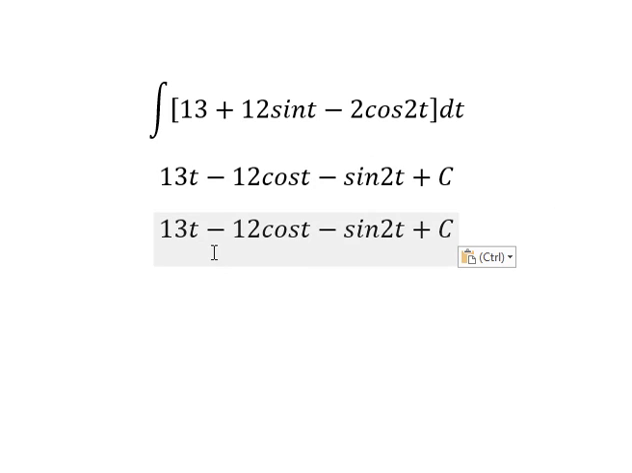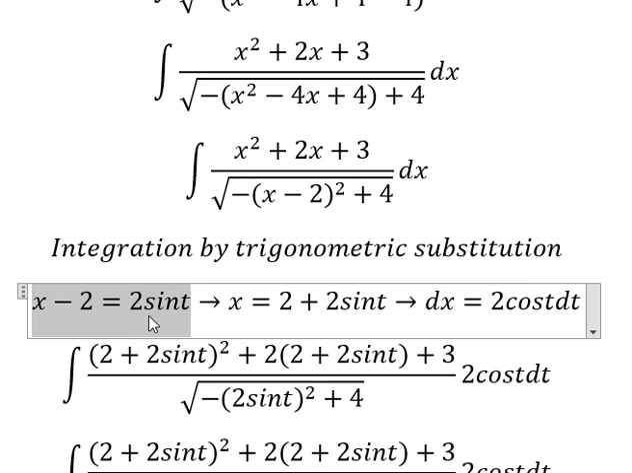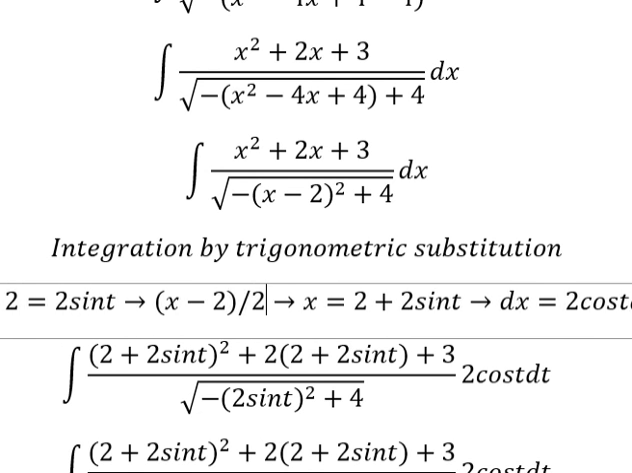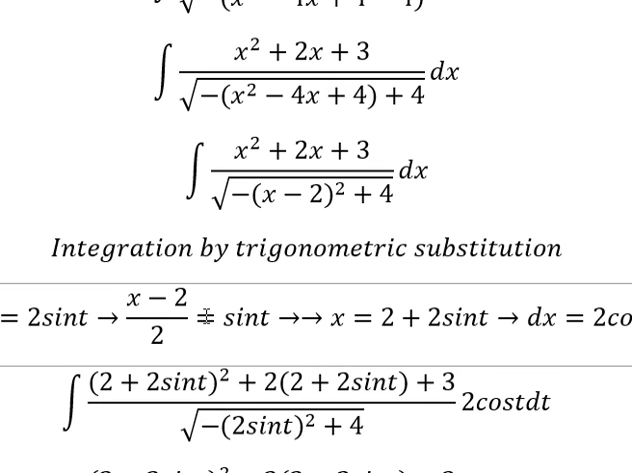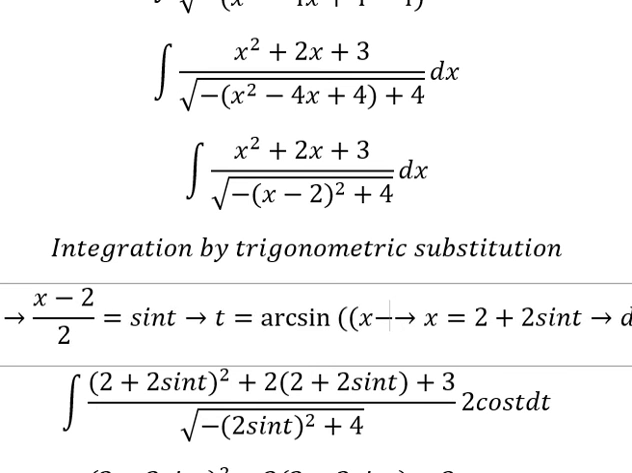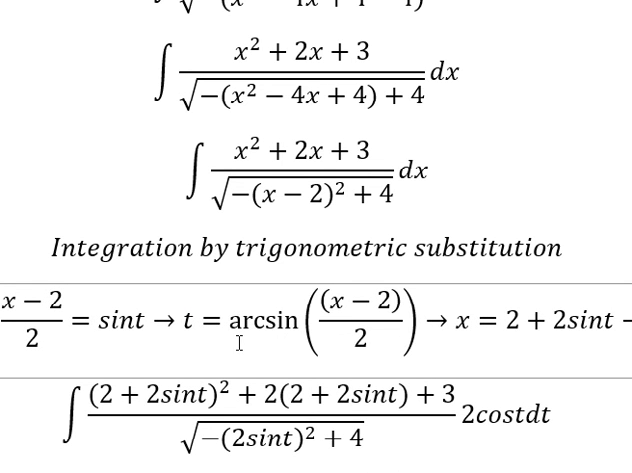About t, that is about this one. So we divide both sides by number 2. And now we have t equals to arc sine of s minus number 2 over number 2. So I will put this one to change for t.